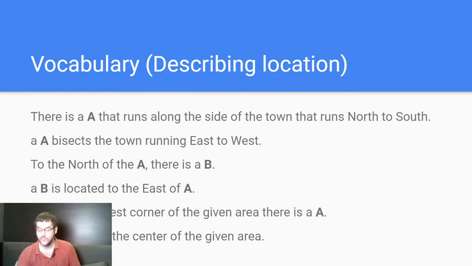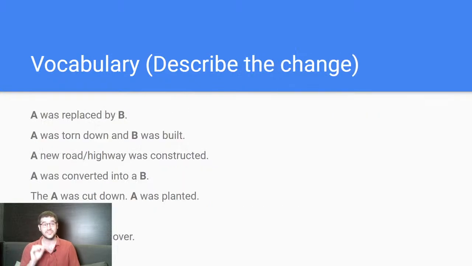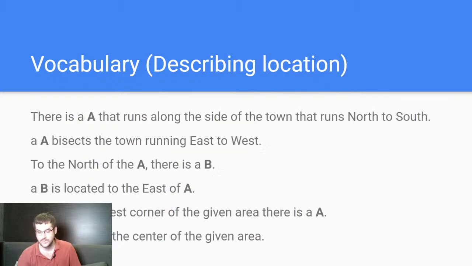Now, all of that vocabulary before was about describing the change. Now, let's look into describing location. There is an A that runs along the side of the town that runs north to south. This is a nice high-level sentence frame you can use to describe roads and rivers. So, there is a river that runs along the side of the town that runs north to south. We don't know which side, but this is still a nice high-level sentence that we can use.